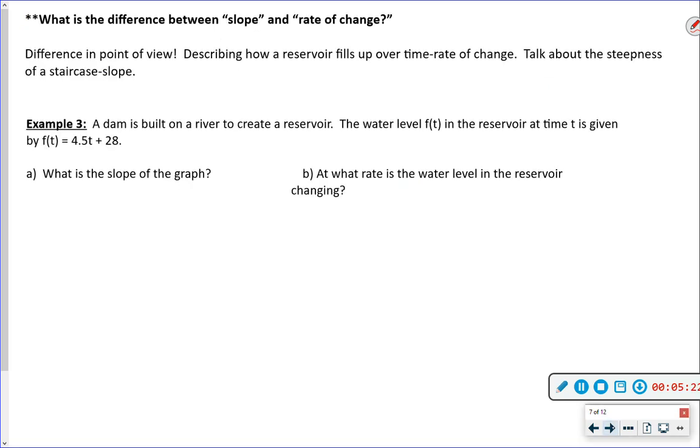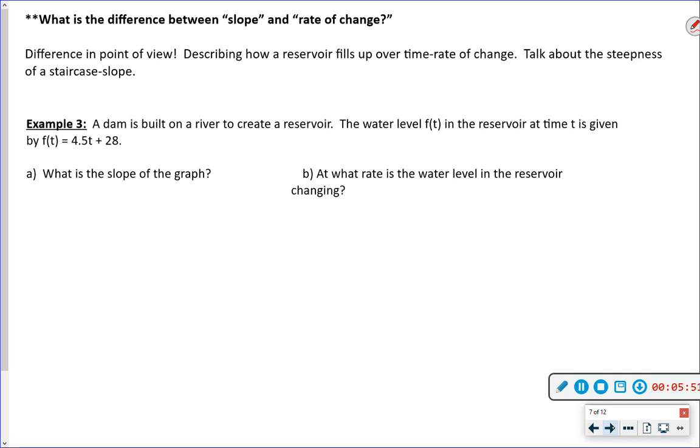Now, this is an exciting question. Flip it over. What is the difference then between slope and rate of change? Well, none. There's no difference. No difference at all, kids. It's just how they word it. Difference in a point of view. Describing how a reservoir fills up over time, they're probably going to word that as rate of change. If you talk about how steep a staircase is, you're looking at slope, or maybe the grade of a hill that you're driving down, slope. It just depends on how they're going to phrase it, but they mean the same thing.